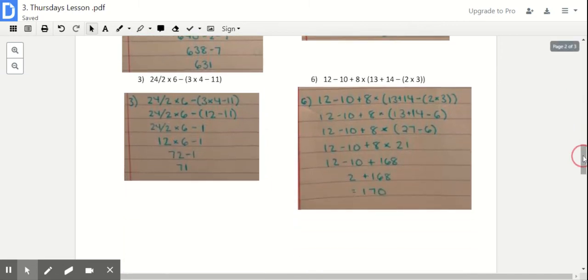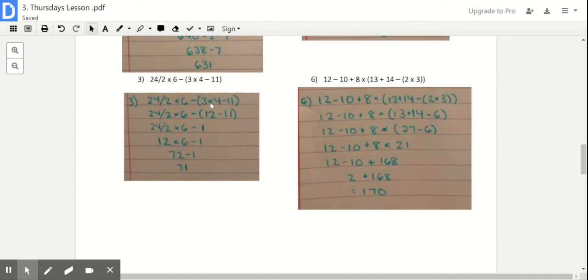Okay, two more to go before you get into the exit ticket. So this one says 24 divided by 2 times 6 minus parentheses 3 times 4 minus 11. So what step should I be doing first, and why didn't I do 24 divided by 2 first? Exactly. You should always be looking at the parentheses first and doing what's in the parentheses first before you cater to anything else in that expression.